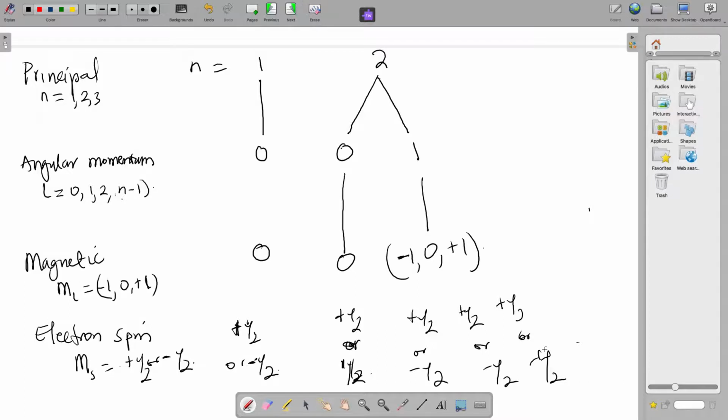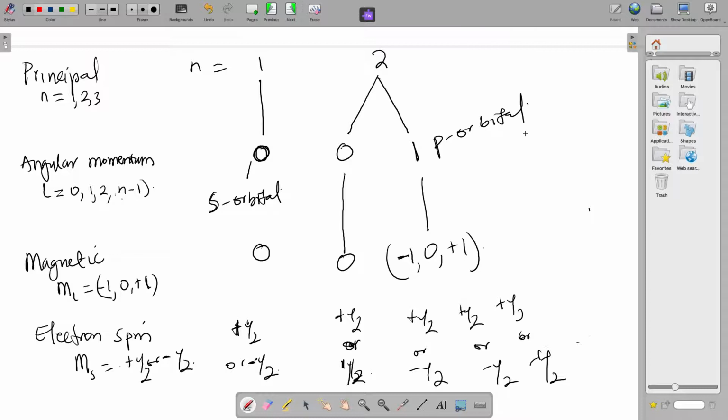Now we do have names for the angular momentum quantum numbers. Remember we said the angular momentum specifies a type of orbital. So usually when L is 0, we normally say it is the s orbital. When L is 1, we usually say it is the p orbital. S means sharp and P means principal. So when L is 0, it means the s orbital, and when L is 1, it means the p orbital.